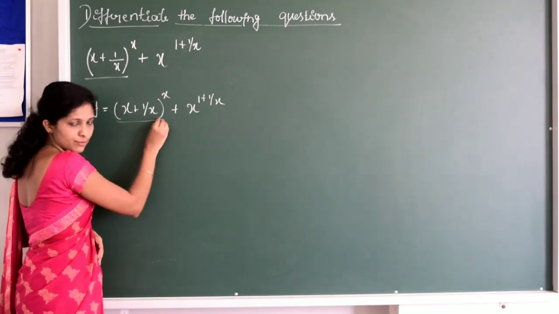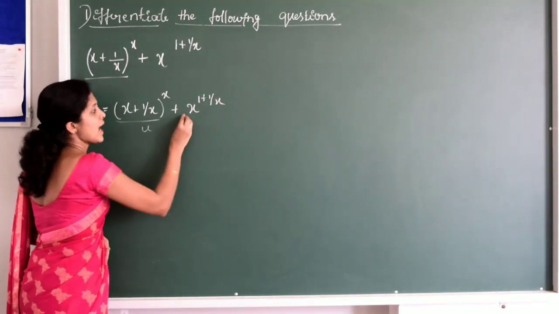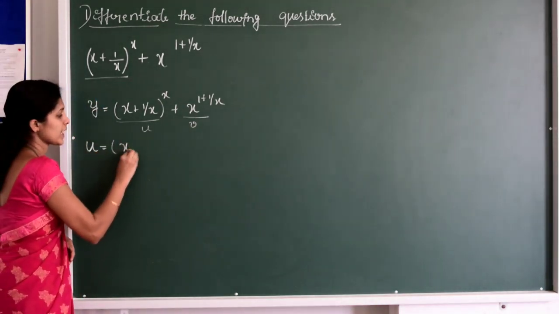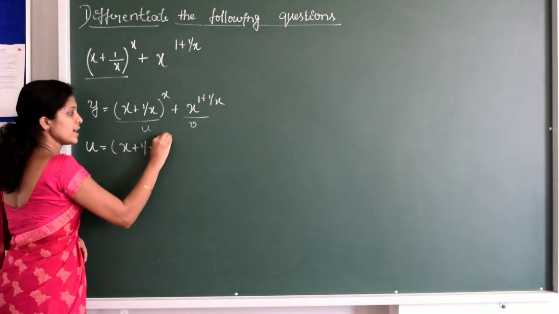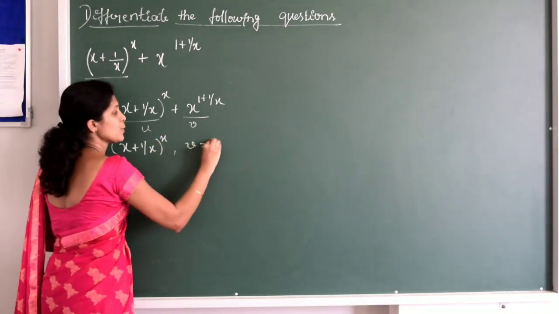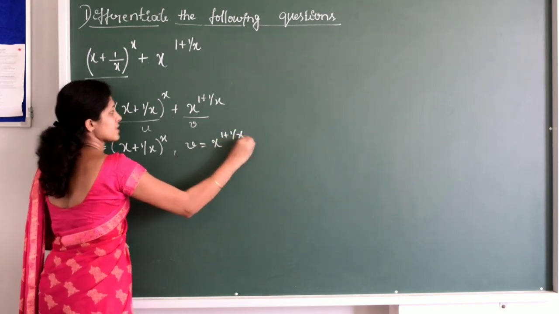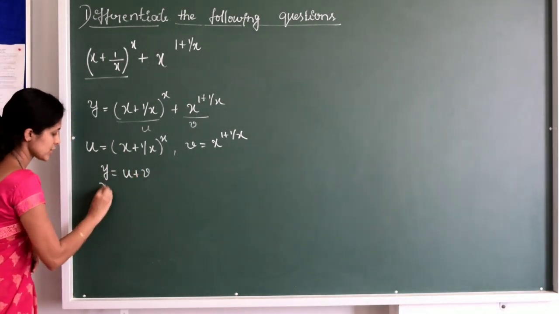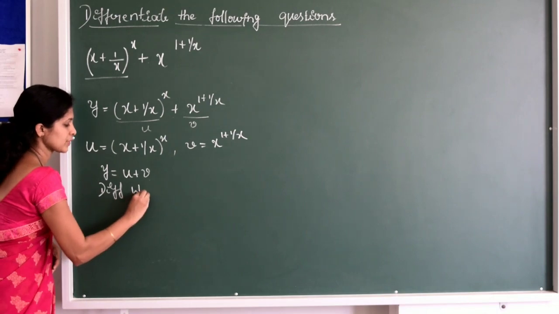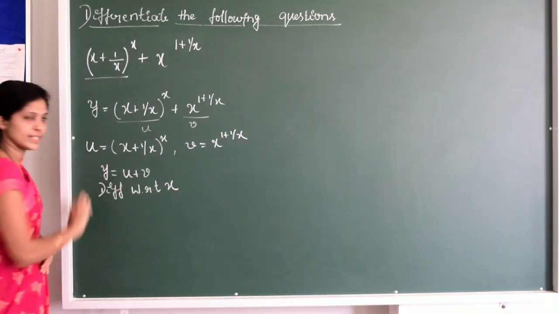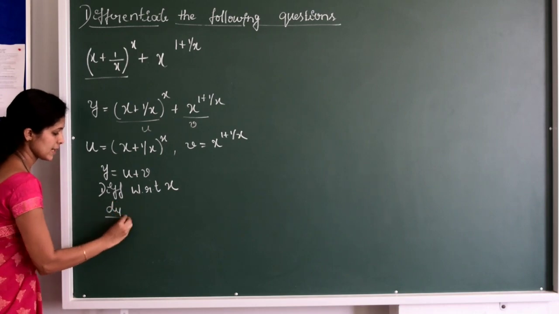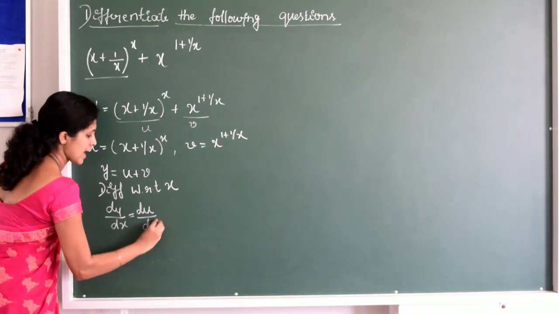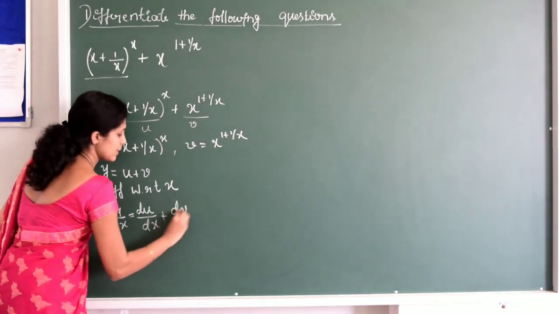Now we have to consider these as some functions. Anything you can consider. We consider this as u and this as v. Then you have to differentiate separately. Let me consider u is equal to (x plus 1 by x) whole to the power x and v is equal to x to the power (1 plus 1 by x). So this will become now y is equal to u plus v, right? Now we will differentiate this with respect to x. Differentiating with respect to x, derivative of y with respect to x will be dy by dx, derivative of u with respect to x is du by dx and derivative of v with respect to x is dv by dx.